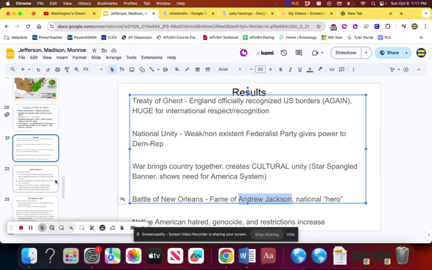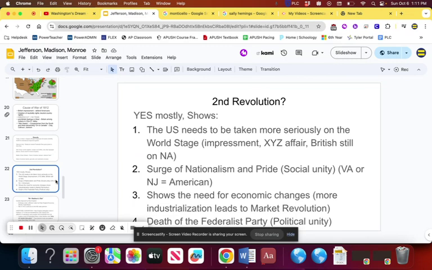One of the big questions is: is the War of 1812 a second American Revolution? That gets asked a lot. Yes, it definitely is. The reason why is, again, this idea that the U.S. needs to be taken more seriously on the world stage, and the fact that we sort of tie with the British. There is no territorial change. I guess you could say we really win because we do get international respect after this. Other countries stop impressing our ships. So, if that was the cause of the war, it stopped.